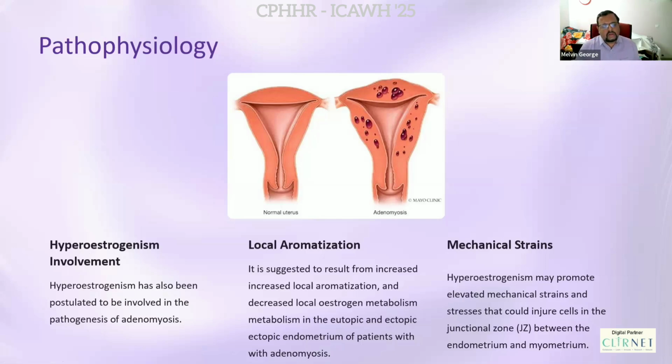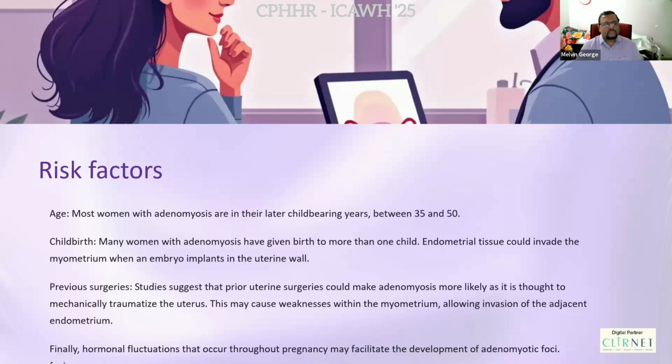There are various theories that are proposed. One of the most widely accepted theories is the hyperestrogenism environment, which states that because there is a lot of estrogen production, some of these endometrial glands proliferate and go towards the myometrium. Mechanical strain and local aromatization are also other theories. Most women with adenomyosis have this disease between 35 to 50, and many women have given birth to more than one child.